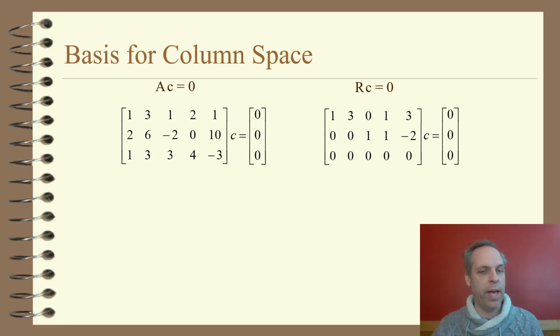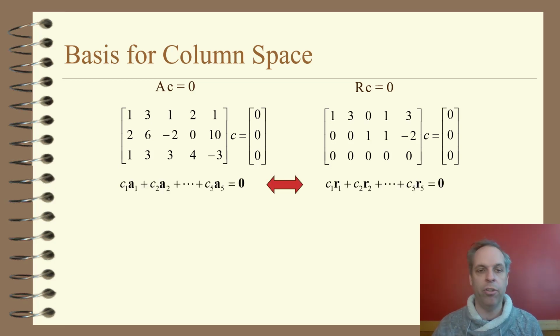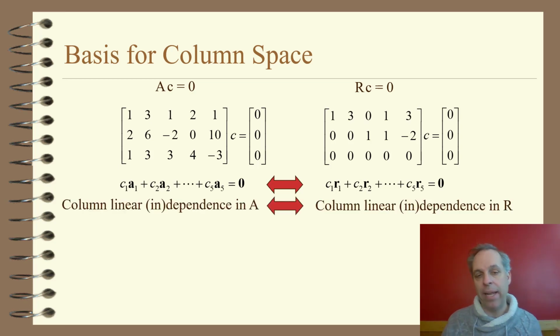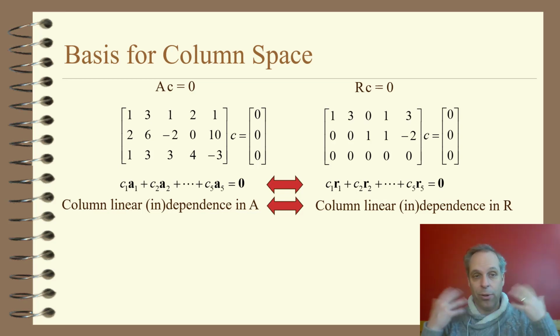What this means then is that any linear combination of the columns of A that adds up to 0, you can use the exact same coefficients to form a linear combination of the columns of R to also add to 0, because they have the same solution sets. So the entries C1, C2 have to be the same in both cases. But that means that column independence or dependence in A completely corresponds to column linear independence or dependence in columns of R, because the dependencies are exactly the same.